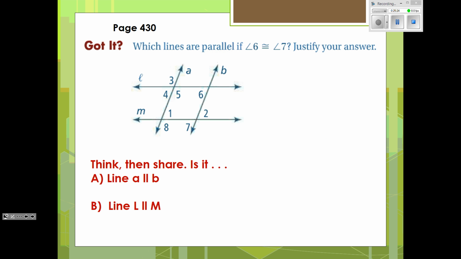Okay, I want you to think this through on your own. If angle 6 and angle 7 are congruent, I want you to determine which lines must be parallel. So think it through on your own. We'll answer all together here in a moment.